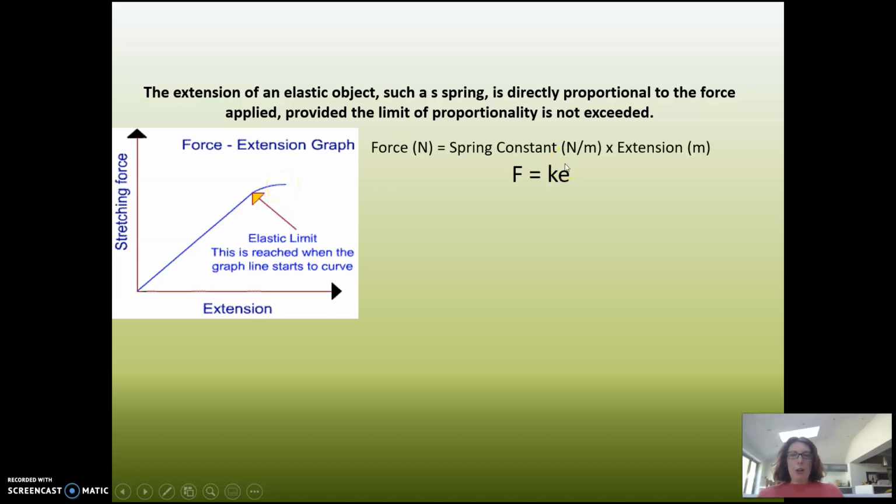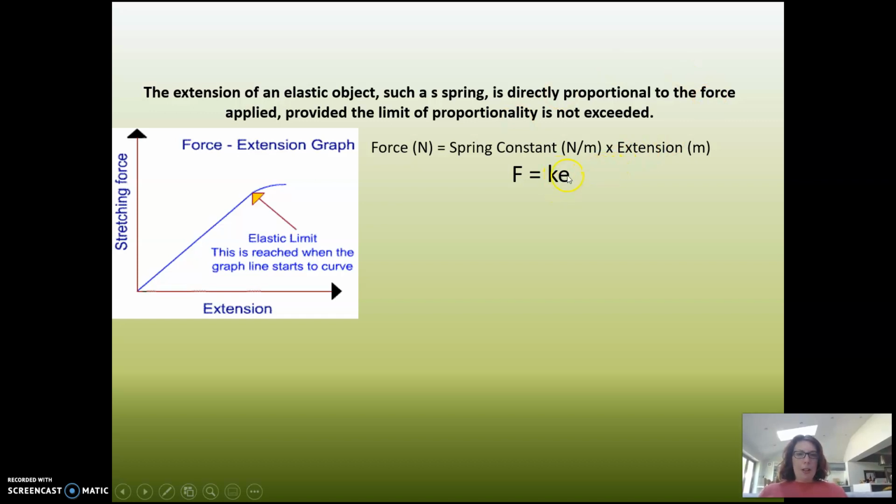Now this is the equation that goes with Hooke's law. It's this statement but in equation form. So we've got the force, F, measured in newtons, is equal to something called the spring constant. The spring constant is literally how stiff the spring is. So if it has a high spring constant, it means that the spring is very stiff, and if it has a low spring constant, it means it's really, really easy to pull apart, okay, and extend.